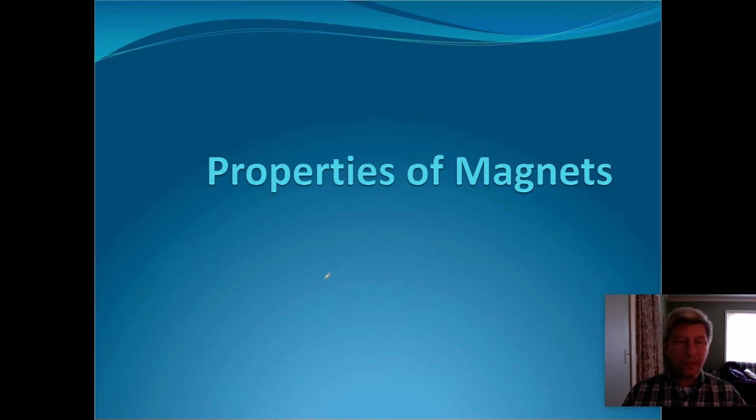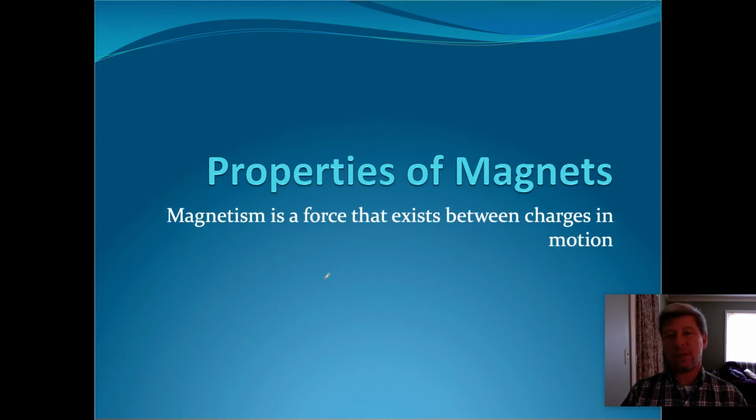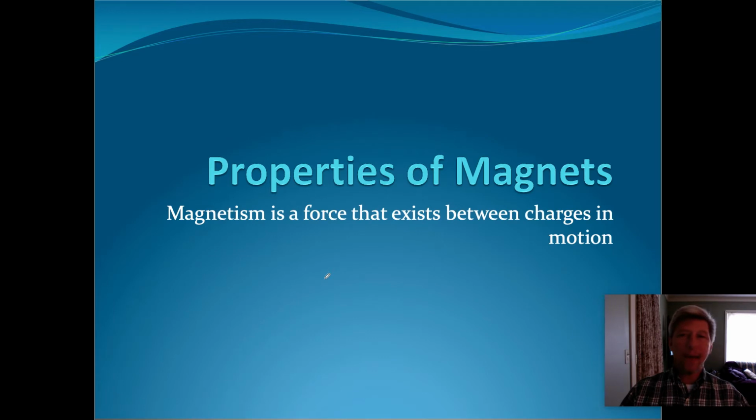In any event, the reason that we talk about magnetism now, right after the unit on electricity, is that magnetism is a force that exists between charges in motion. Now think about this, all right? What is a charge in motion? Well, it's an electron or a group of electrons or possibly protons, but mostly electrons that are moving from one place to another, all right? Where else would you be able to find moving electrons more easily than in an electric circuit?